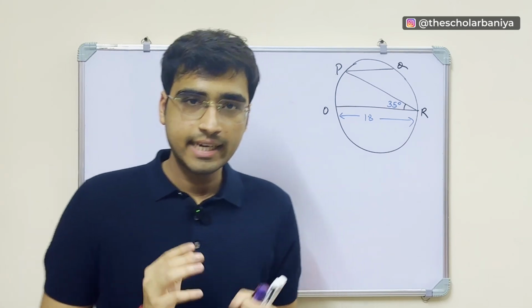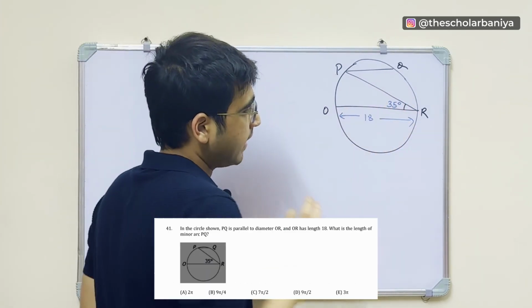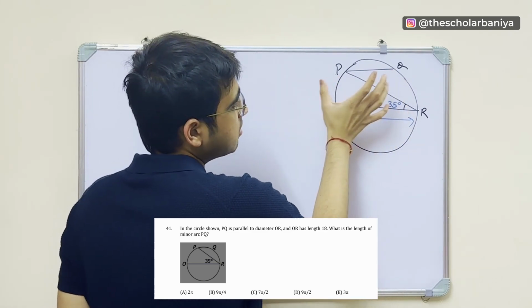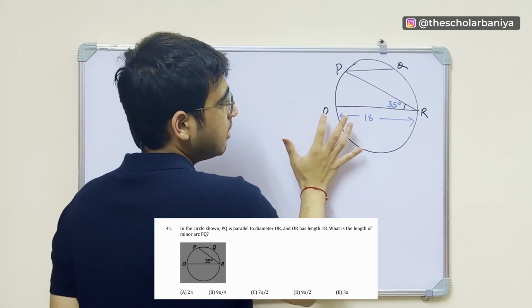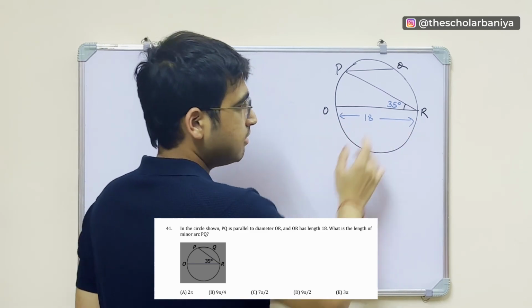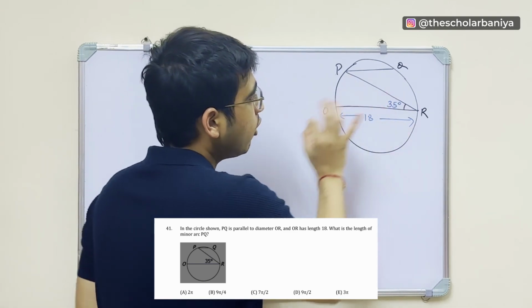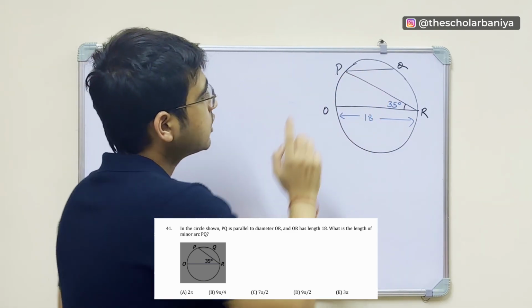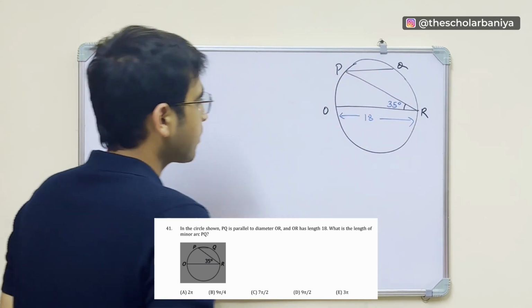So let's move on to the next question, guys. In this question, we are given that there is a circle, right? And OR is the diameter over here. PQ is one of the chords which is parallel to the diameter, right? The length of OR is given to be 18, this angle is 35, and we have to find the length of the minor arc PQ.